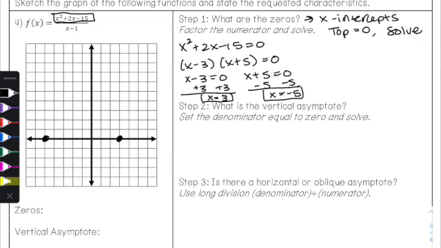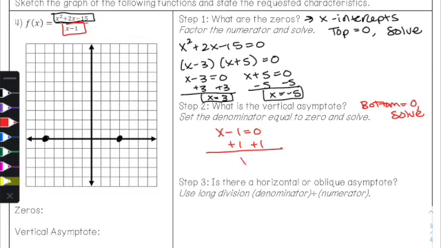Step 2 says, what is the vertical asymptote? To find your vertical asymptote, you set the bottom equal to 0 and solve. So my denominator is x minus 1. To solve this, I'm going to go ahead and add 1 to both sides and get x equals +1. So that means that I have a vertical asymptote where x equals +1.